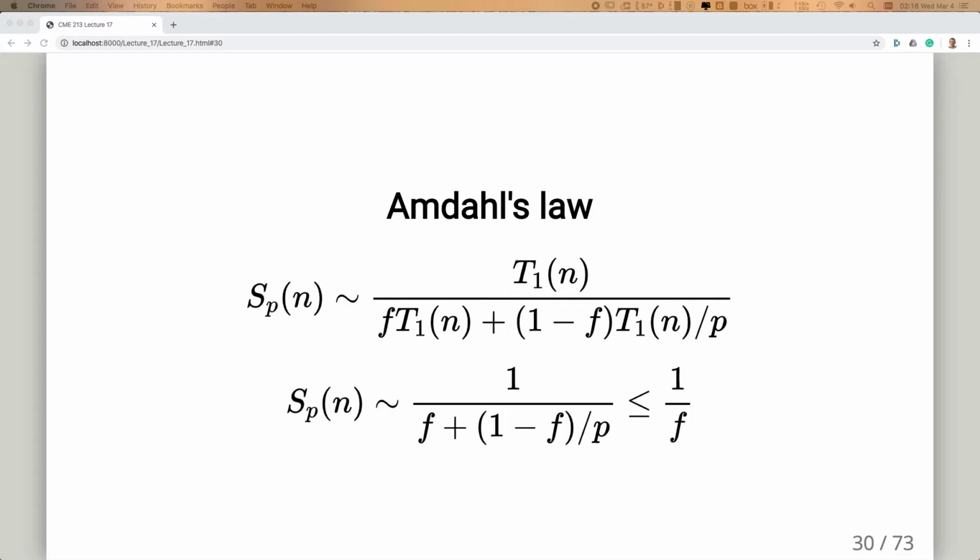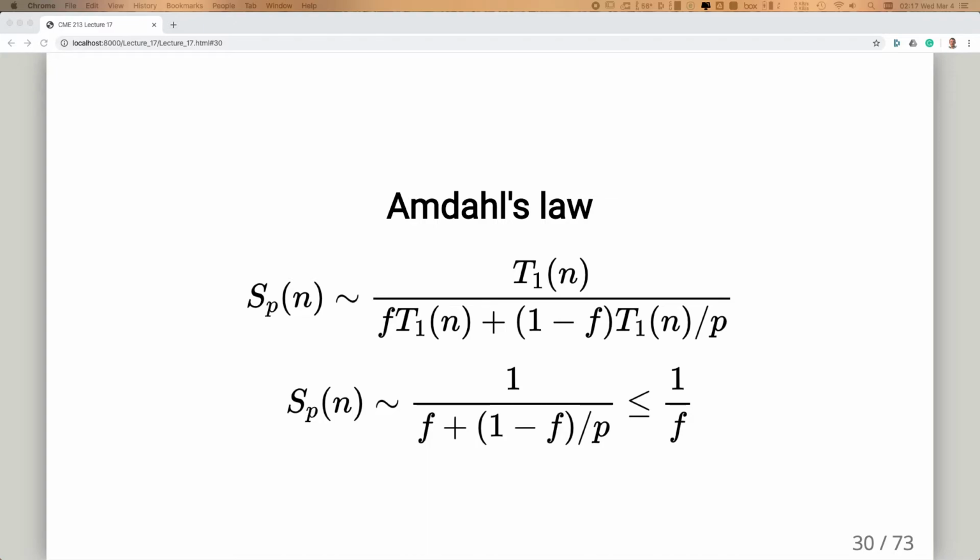what you say is, again, you're looking at the speed up. You want the speed up to grow like p. And you write it as the sequential time, and then you divide by the parallel time. So how do you estimate the parallel running time? In this simple formula, you say there is a fraction f of the program that is serial, cannot be parallelized.